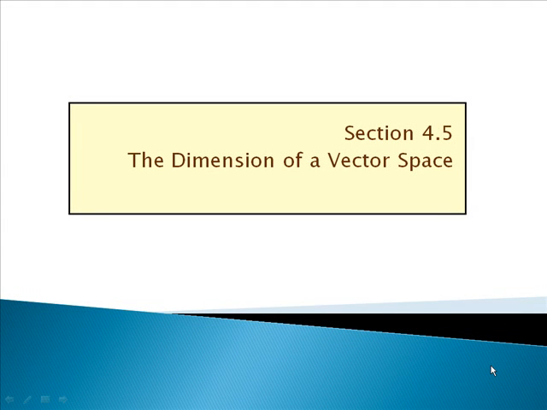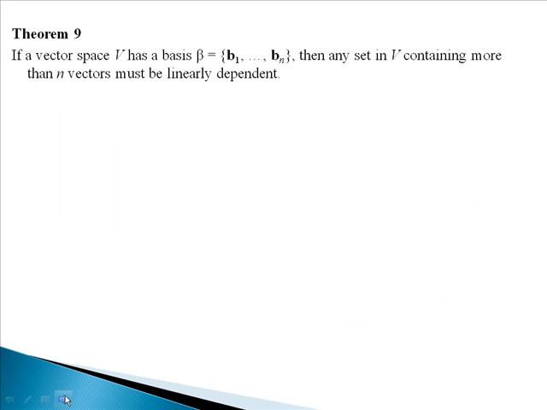Section 4.5, the dimension of a vector space. First, let's look at a theorem. Theorem 9 says if a vector space V has a basis beta equal to the vectors b1 through bn, then any set in V containing more than n vectors must be linearly dependent. And let's look at a proof real fast of this.